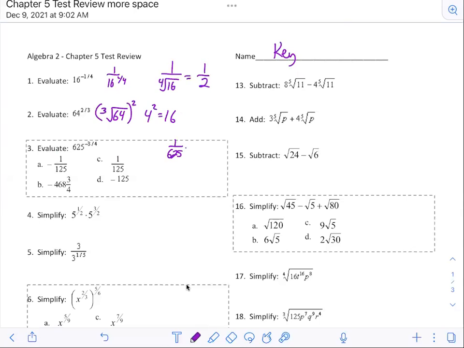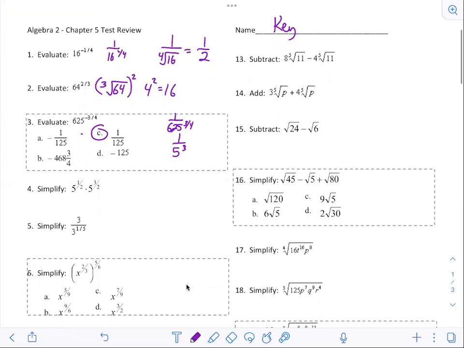1/625 to the 3/4. So we're going to do the fourth root of 625, which is 5, and then 5 cubed gives us 1/125. Number 4, we add the exponents together. So that's going to give us 5 to the 4/2, which is the same thing as 5 squared. 5 squared is 25.